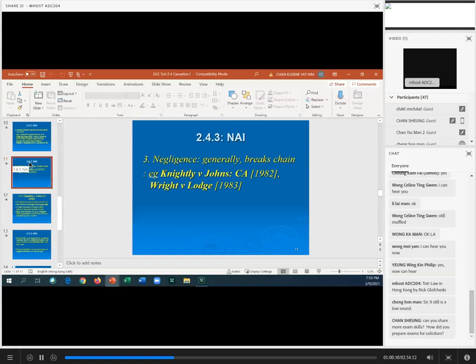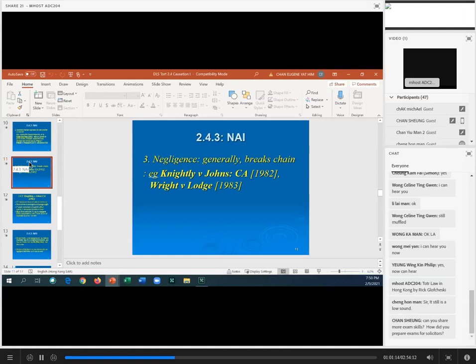Okay, so that's Wright and Lodge, similar to Knightley and Johns in that the result is similar. The court found there was a Novus Actus Interveniens. The second possible cause was not reasonably foreseeable. In Wright and Lodge, it was not reasonably foreseeable that the lorry driver would be so negligent in his driving.